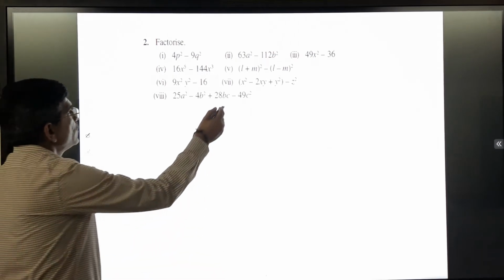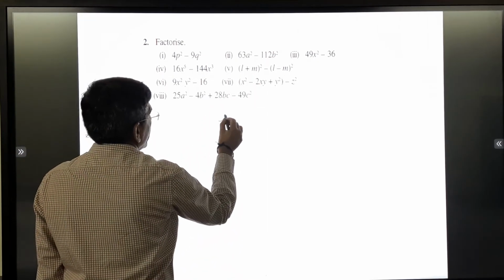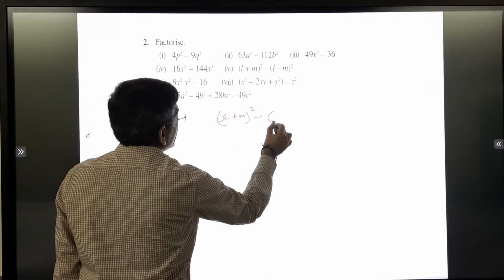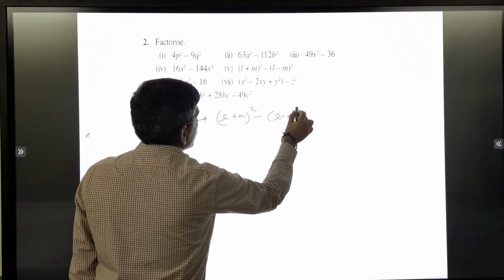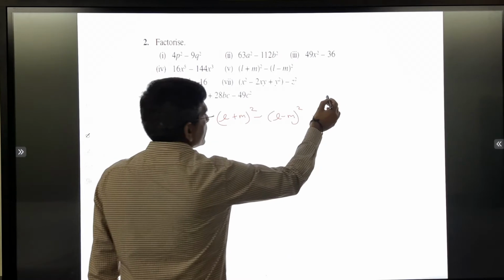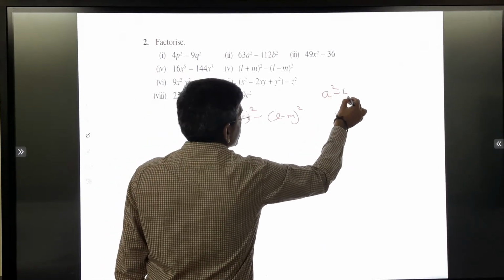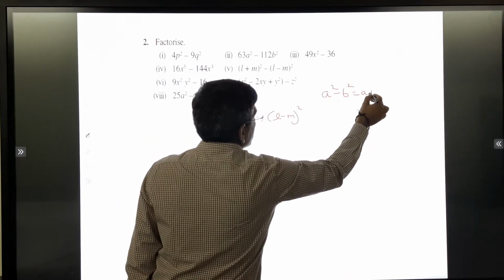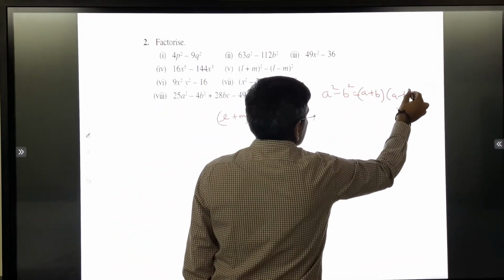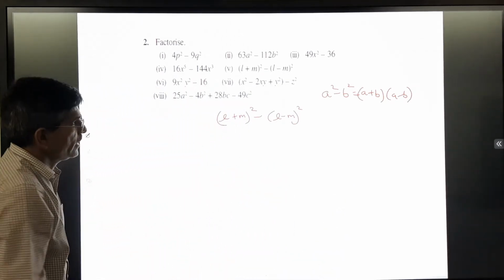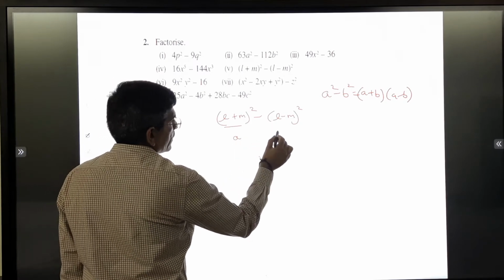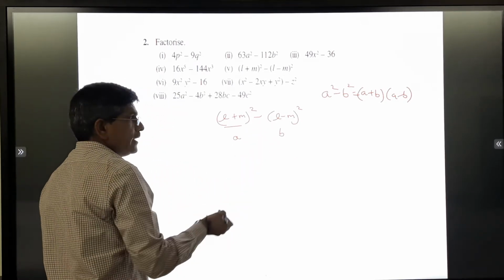Now question number 5: (L plus m) whole square minus (L minus m) whole square. Again, identity: if you see properly, a square minus b square is there, then we can write (a plus b)(a minus b). So in this factorization, I can take L plus m as a and L minus m as b.